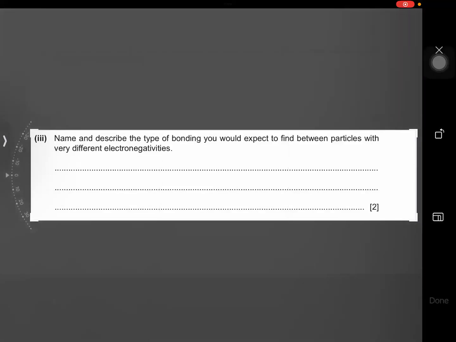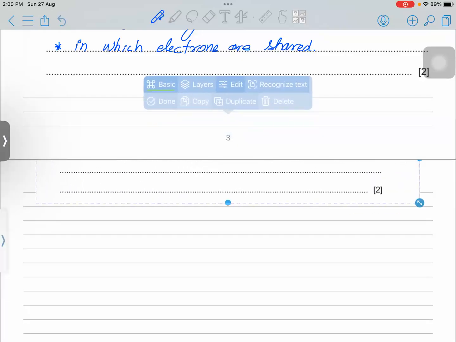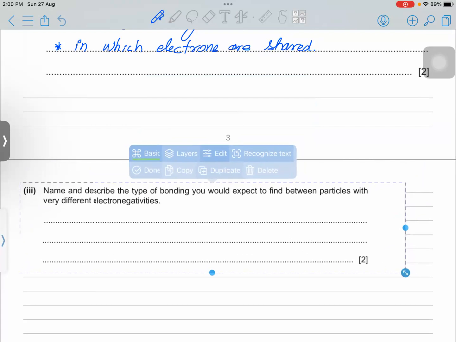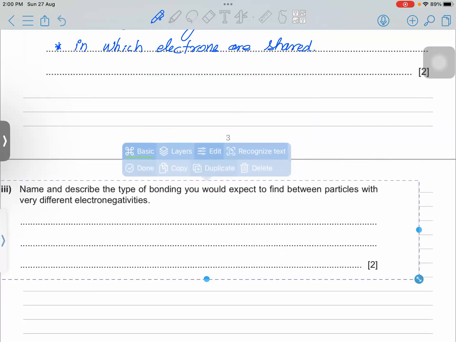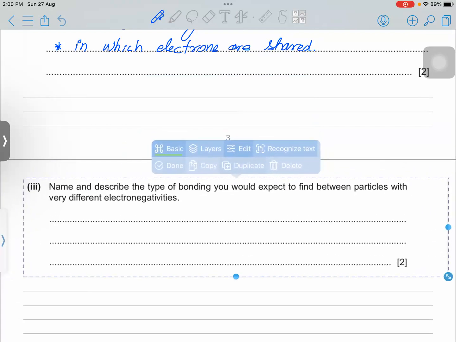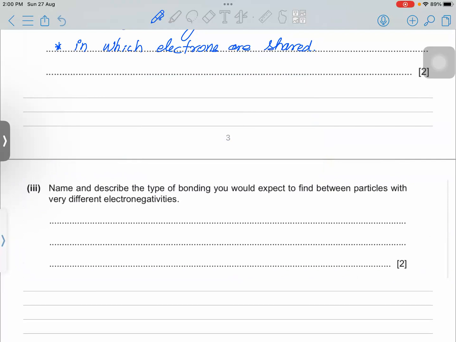It's probably ionic, right? Name and describe the type of bonding you would expect to find between particles with very different electronegativities. Maybe ionic, maybe polar covalent, right? But mostly ionic, because very different values. So very different values means ionic bonding.